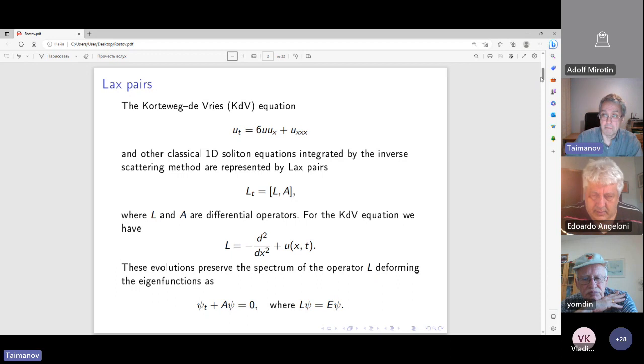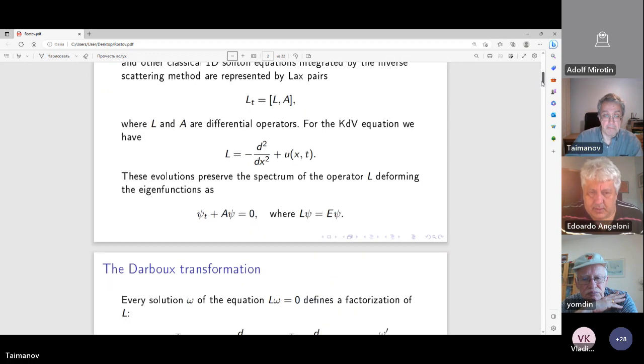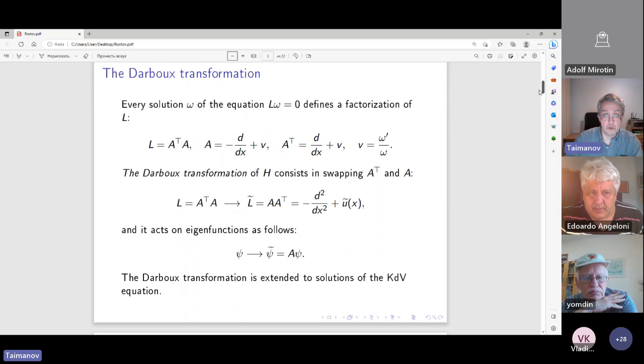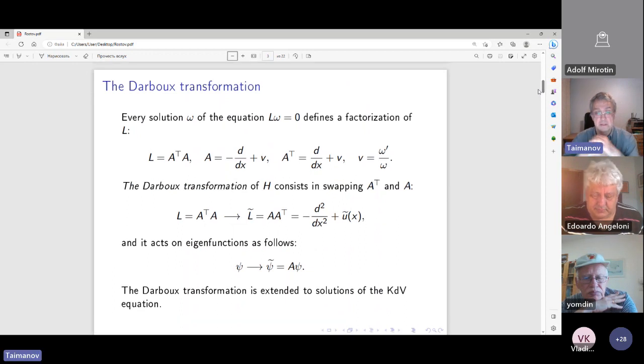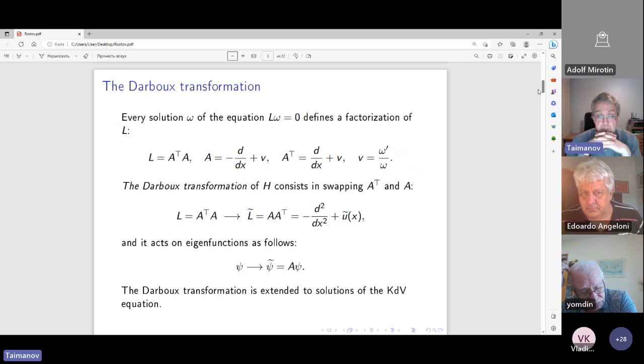Also in the early 70s there appeared the first articles about the application of the Darboux transformation to construct new solutions of the Korteweg-de Vries equation. What is the Darboux transformation? It's very simple, how it looks now.